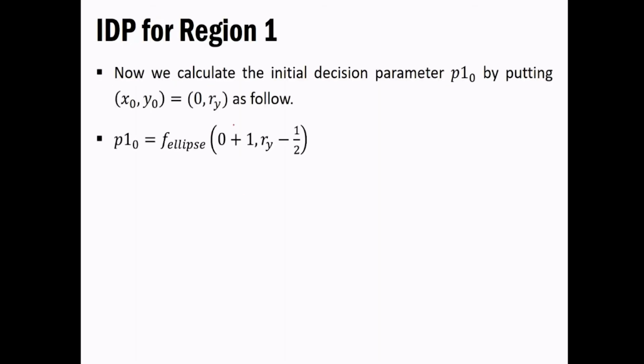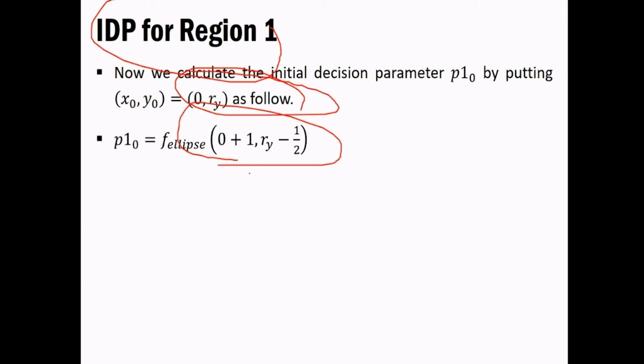So now what it says is, now we calculate the initial decision parameter p10 by putting x0, y0 equal to 0, ry as follows. Okay, so now the initial decision parameter will proceed further with this thing. Now this whole of this is for region 1. So p10 equals f of ellipse, and this is the function that is given to you, and the x value now we have is 0, and the y value that we are having is ry. So basically the same thing would be applied over here.